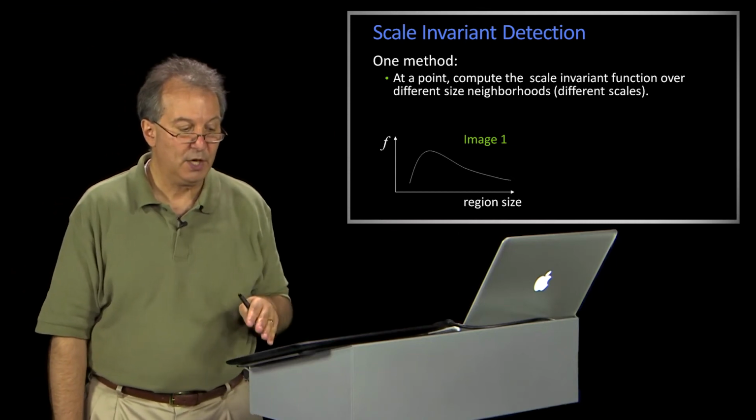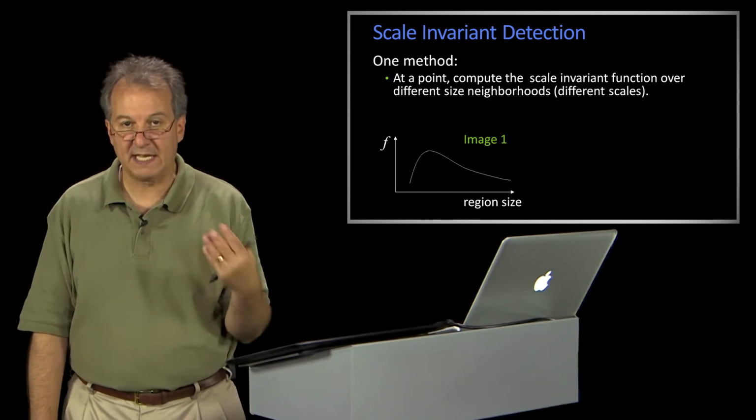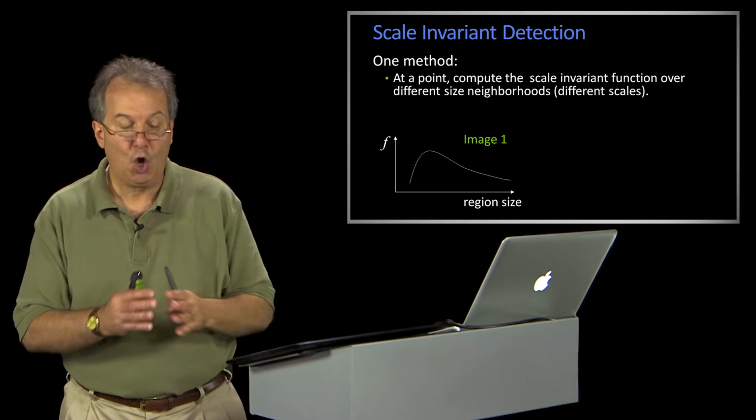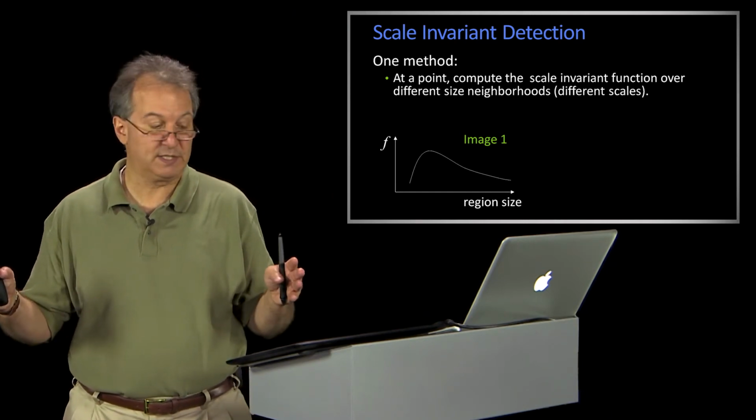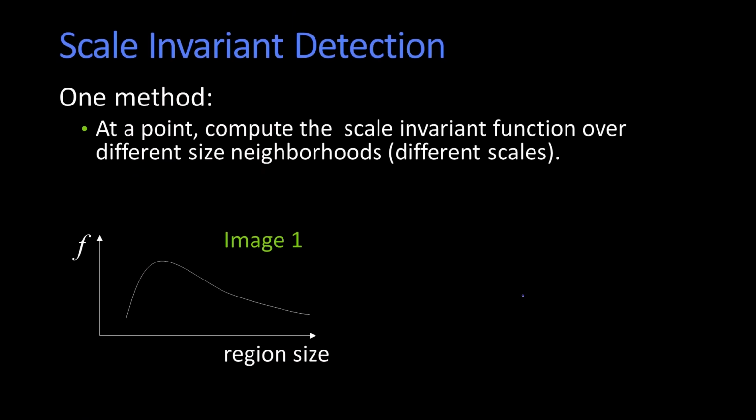So imagine at a point you compute one of these scale invariant functions, like average intensity, over a range of neighborhood sizes. So we're at a single point and we're computing this function f over different region sizes. And you'll notice that it goes down and then it goes up and then it goes down again. So that's my function that I've computed over different region sizes.